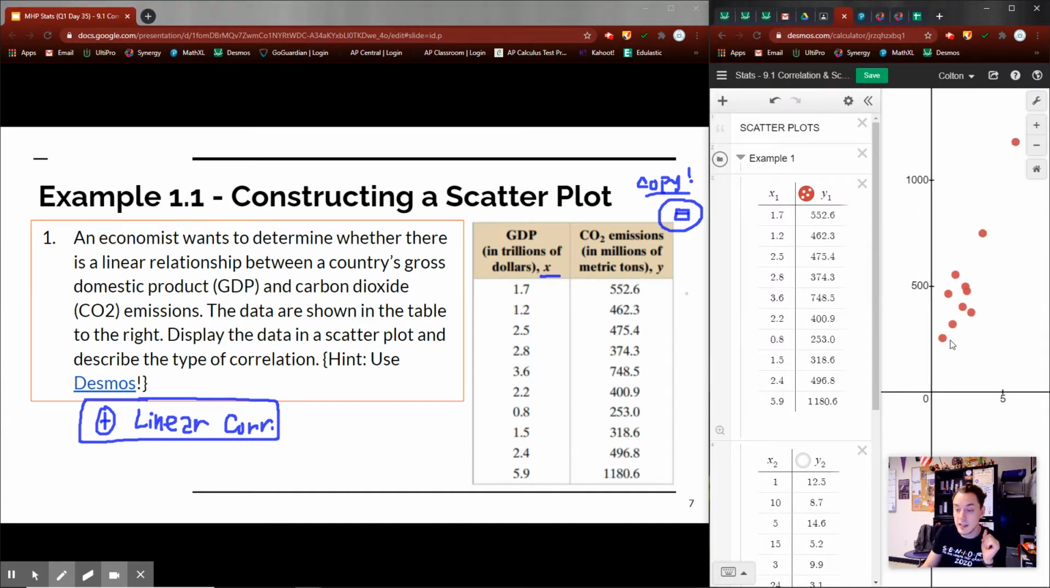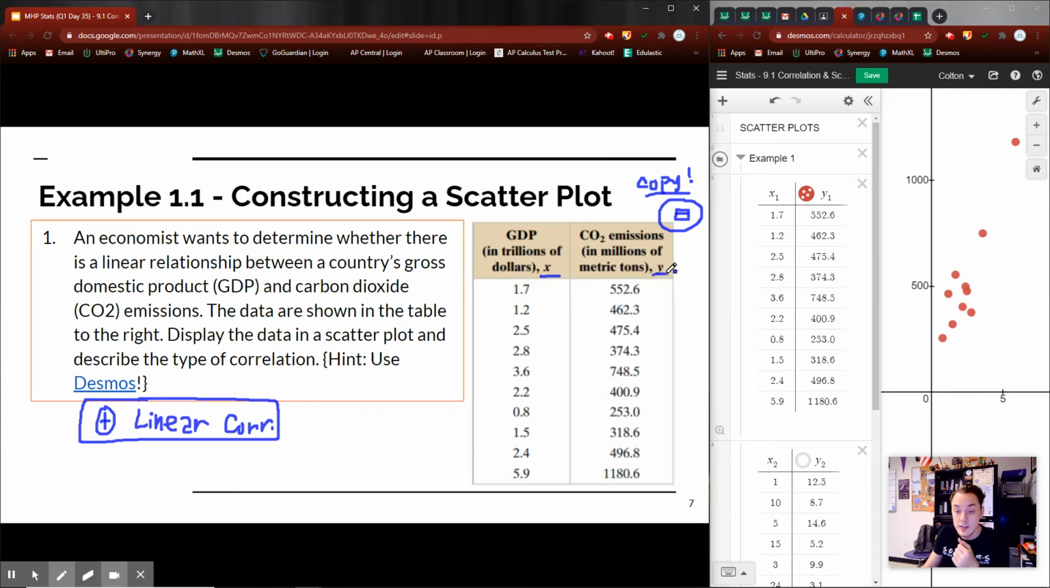As my X's increase, my Y's, my CO2 emissions, also tend to increase, okay? I'm not going to explain that every single time, but that's all. That's my final answer. I'm done, guys. Isn't that simple? It's so simple.